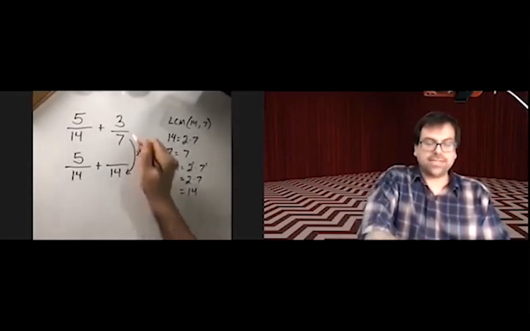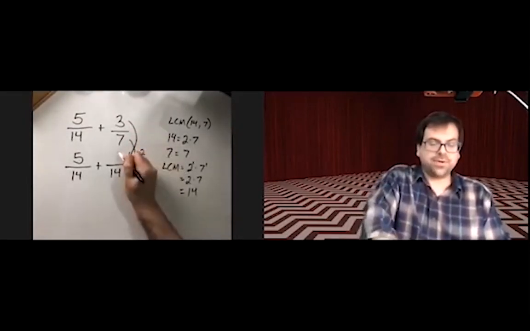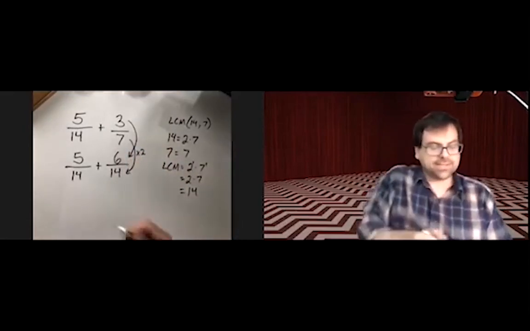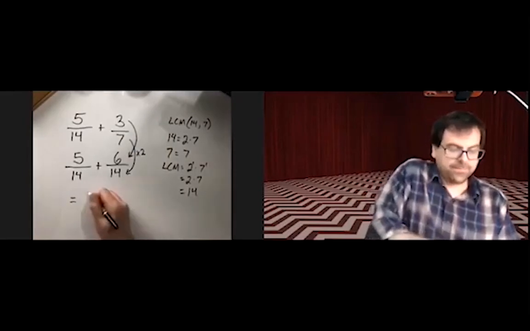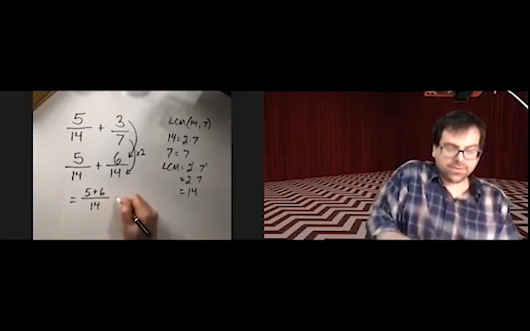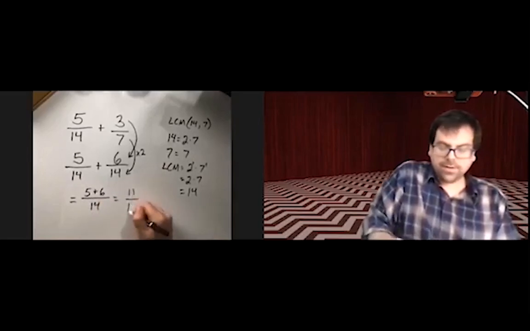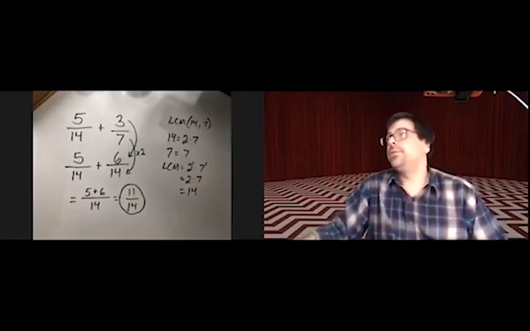7 to 14 is times 2. So we do 3 times 2. That's 6. We can add these. They both have 14 on the bottom. So this is 5 plus 6 over 14, which is 11/14.